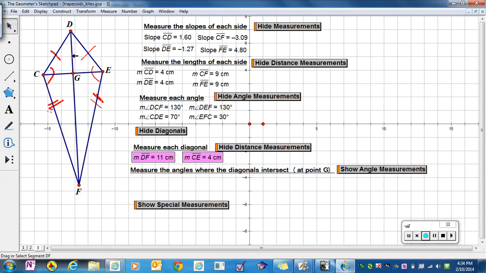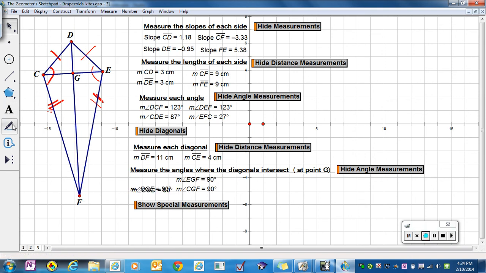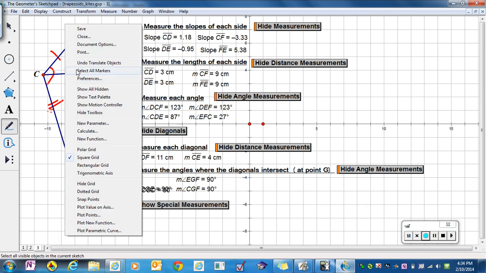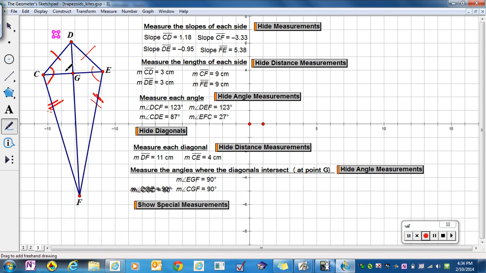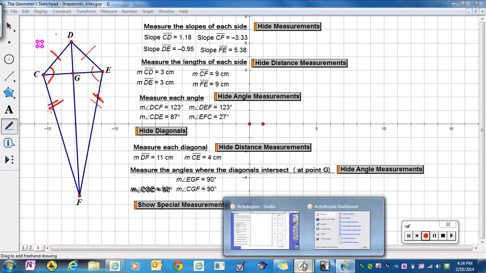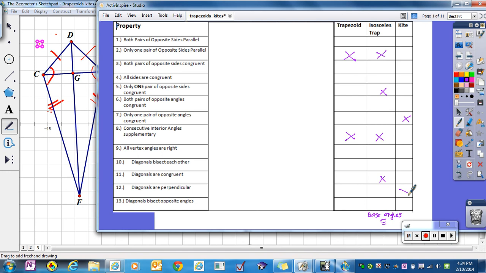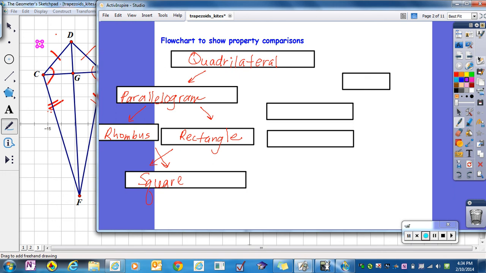Now we're going to look at where my diagonals intersect at point G. So I'm going to show those angle measurements, and as you can see, those are all 90 degrees. So what that means is, in a kite there would be a right angle in every angle inside of there. So that means I can check off my last property about kites, which is that the diagonals are perpendicular to each other. Now let's start using our flow chart again to show how our properties compare.